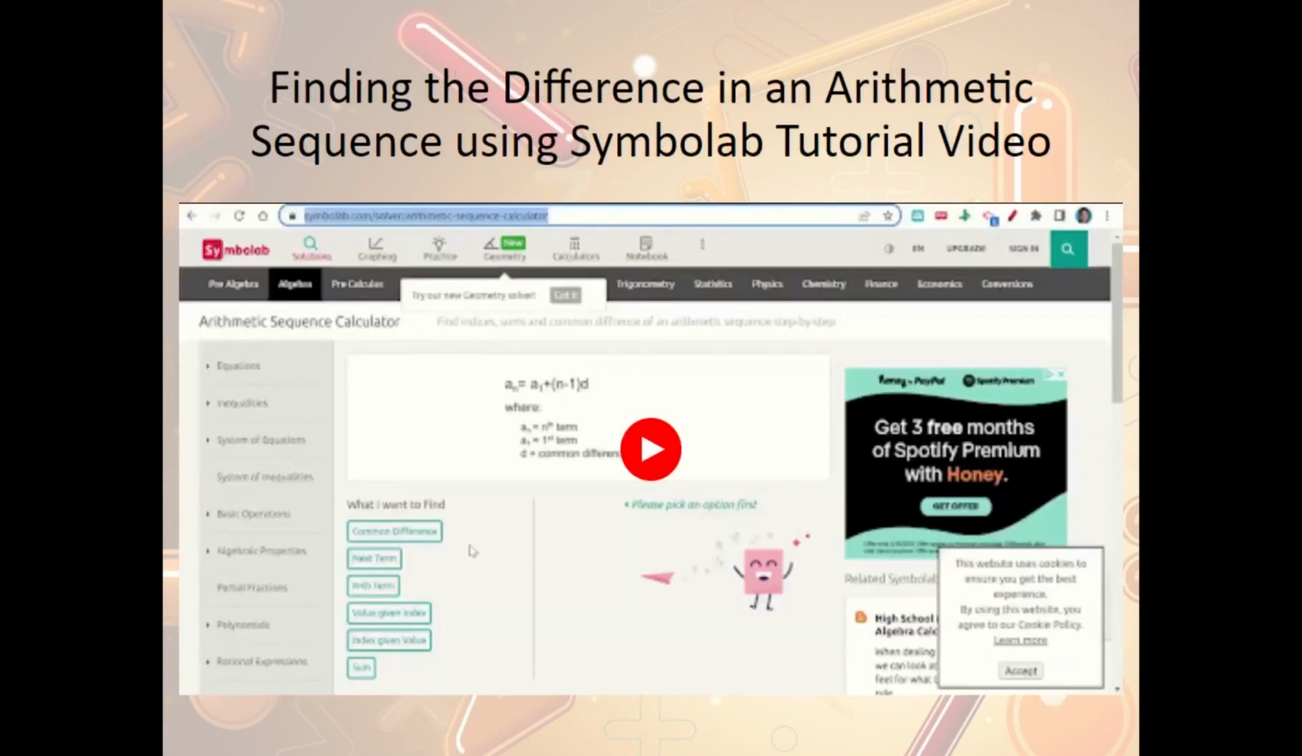There's a video here that shows you how to find the common difference for an arithmetic sequence using Symbolab. So you can watch that video.